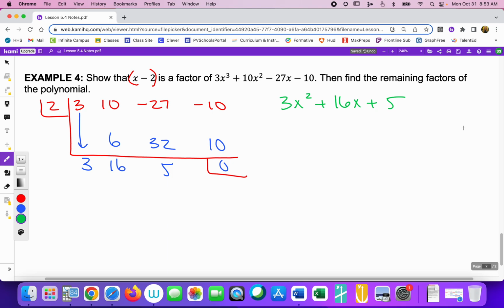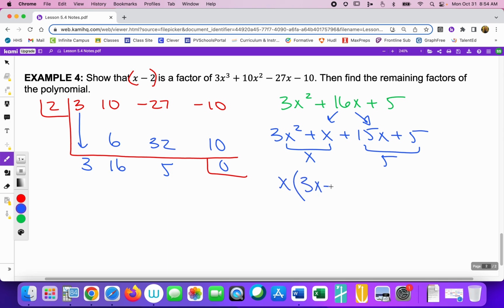There's no factoring shortcut on this one. What's a times c? 15. What factors of 15 add up to 16? 15 and 1. Doesn't matter which one you put where, but we have 3x squared, I'm gonna do plus a 1x, plus a 15x, plus 5, you can switch them if you want. In this order, the GCF on the first group is x, second one is 5. You take out the x, you have 3x plus 1. Take out the 5, you have 3x plus 1.